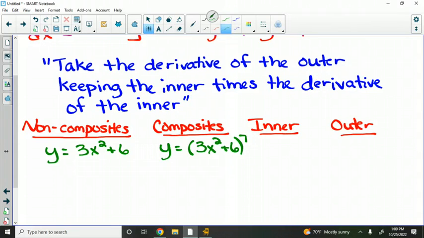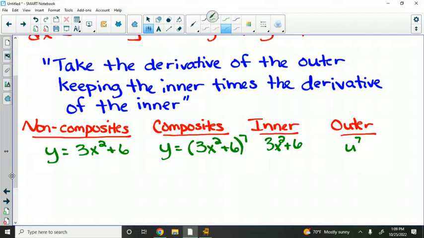All right, so now the inner part, most of the time, is just what's in the parentheses. That's an easy way most of the time to think about it. So the inner part to this would be 3x squared plus 6. The outer part, the biggest part of this function, would be the 7th power. We can't put x to the 7th because we're already using x. So what we're going to use is a u. So something being to the 7th power is what the outermost function is.